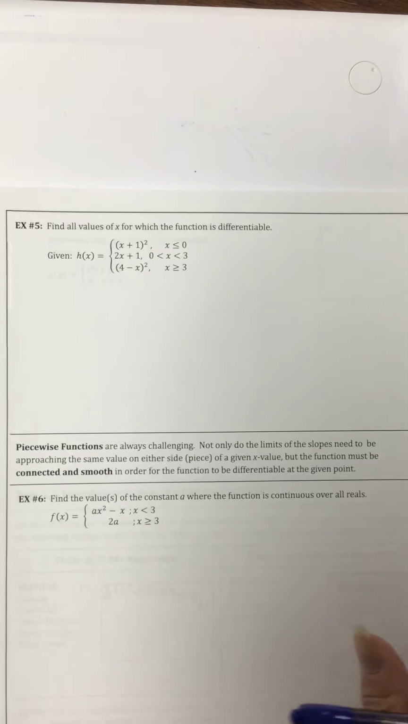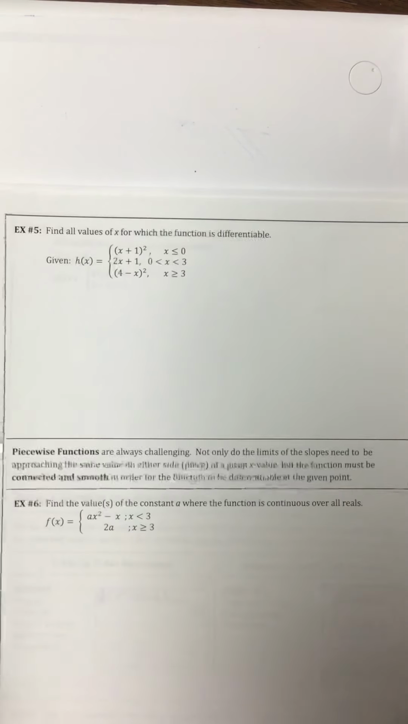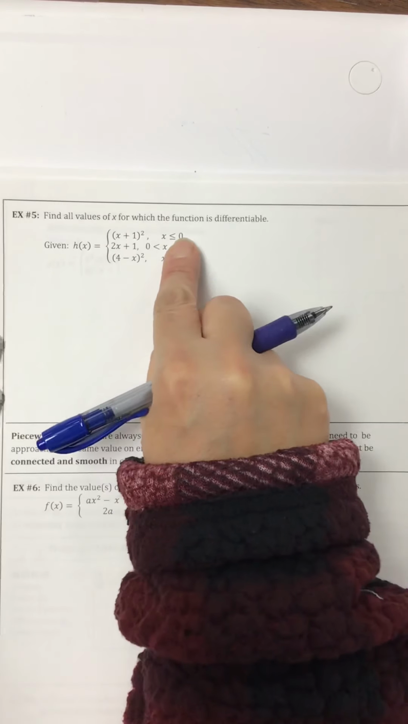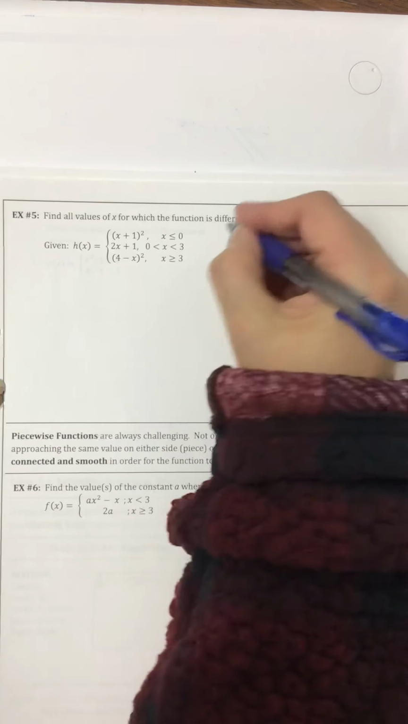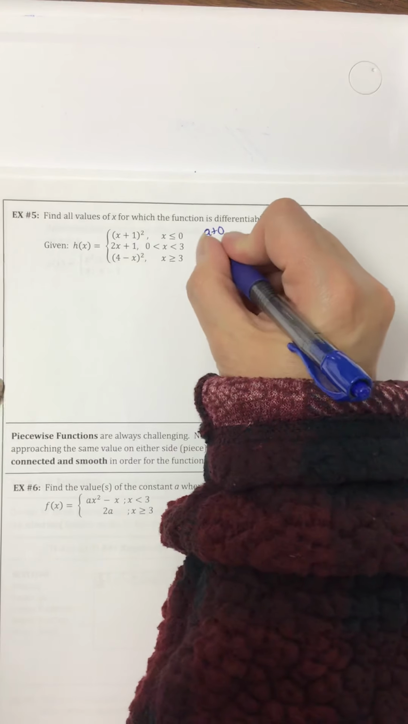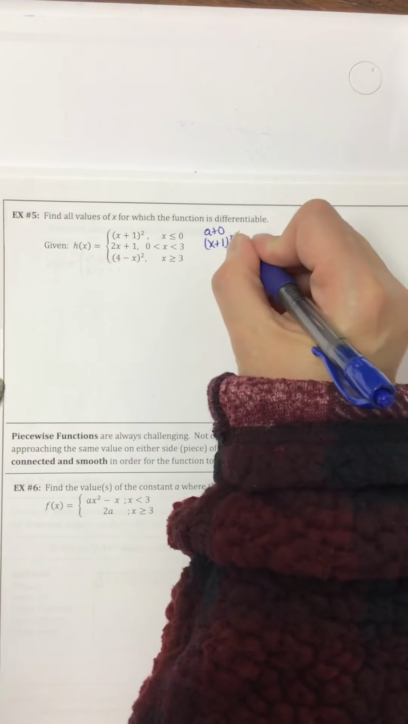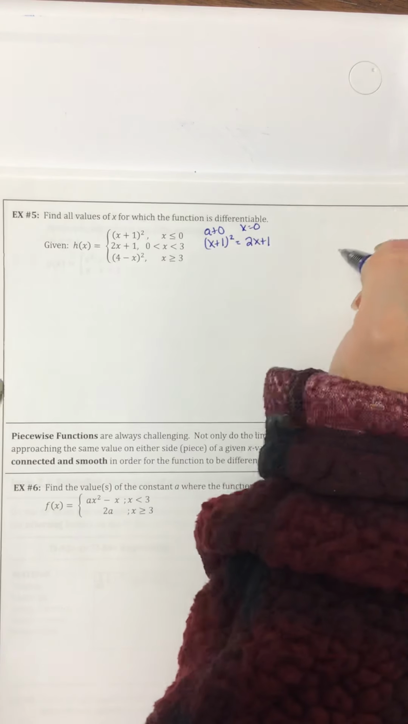Let's go ahead and look at example 5. Find all the values for x where the function is differentiable. Well, in order for it to be differentiable, we need it to be continuous. Do you agree? And so we could figure out whether it was continuous by looking at these two when it's at 0, yes? And then these two when it's at 3. Do you agree with that? So let's look at 0. In order for it to be continuous, we need x plus 1 squared to equal 2x plus 1 when x equals 0. Do you agree with that?